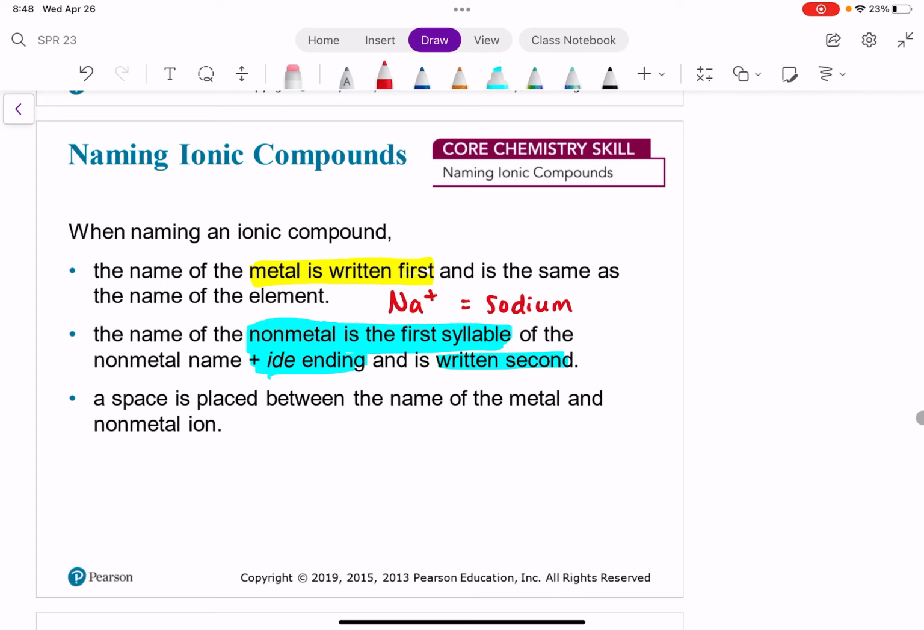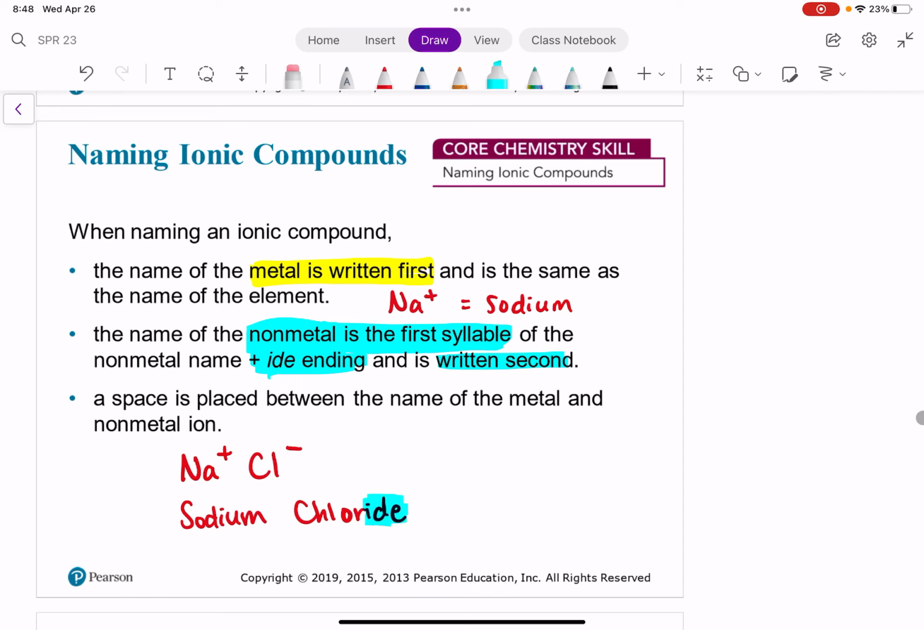So when we write Na plus and Cl minus, bonded together, we would write that as sodium chloride. Did I spell that right? Oh, I didn't. That's chloride. I knew it looked weird. Sodium chloride. Okay, and there's a space there in the middle, and we have that IDE ending.